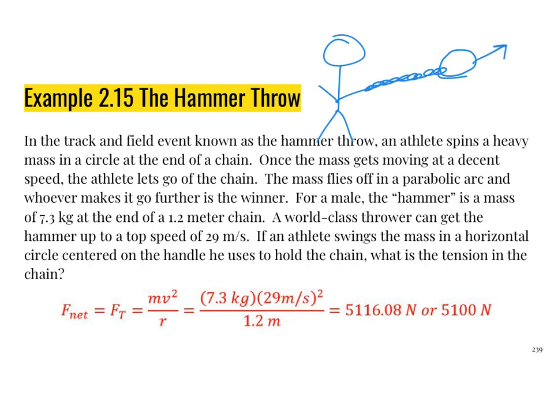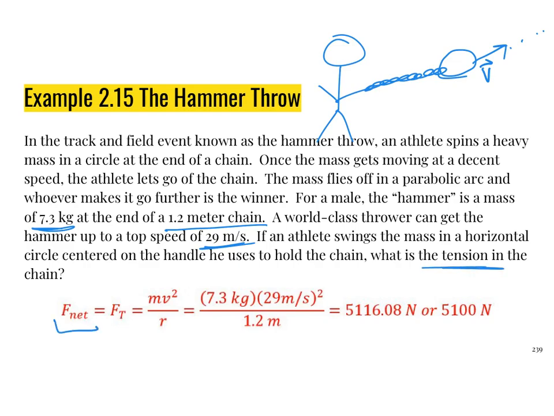And when they let it go, the instantaneous velocity goes off in whatever direction it was being thrown at, and then it follows this nice trajectory similar to a projectile motion problem. So it says that the hammer is a mass of 7.3 kilograms at the end of a 1.2 meter chain, and a world-class thrower can get the hammer to a top speed or instantaneous velocity of 29 meters per second. And if they're swinging it in a horizontal circle, what's the tension in the chain?